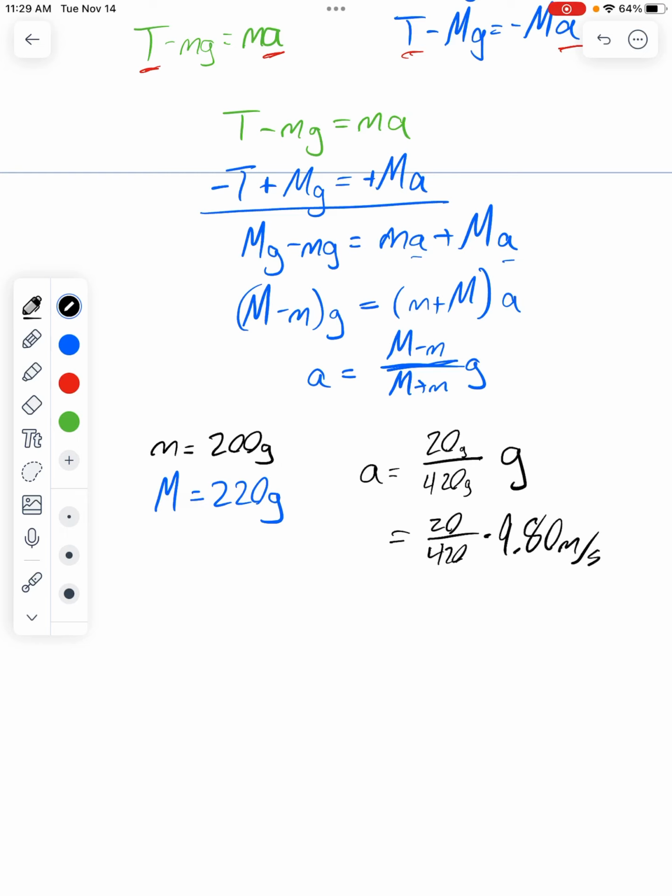I'm going to stop there. Obviously, we can now solve for the tension if you go back to one of the previous equations and plug in our acceleration.